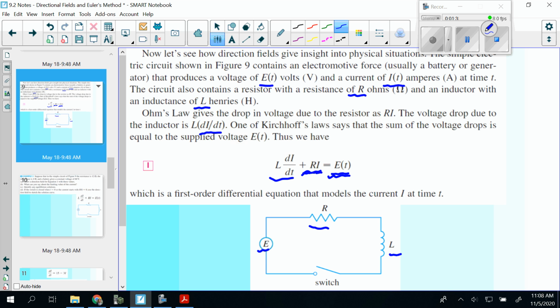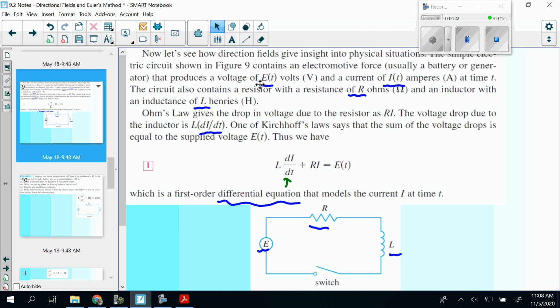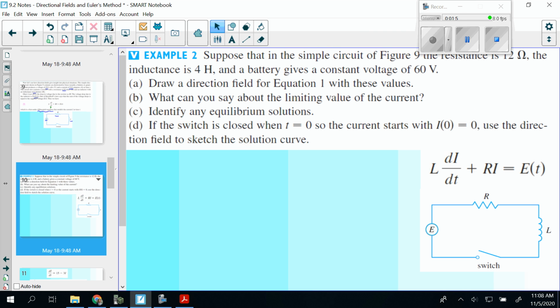So this is a differential equation because you can see in this equation we have a rate of change. The rate of change of the current is given. That's what makes this a differential equation. So what we're going to do is use this to try to answer some questions now.